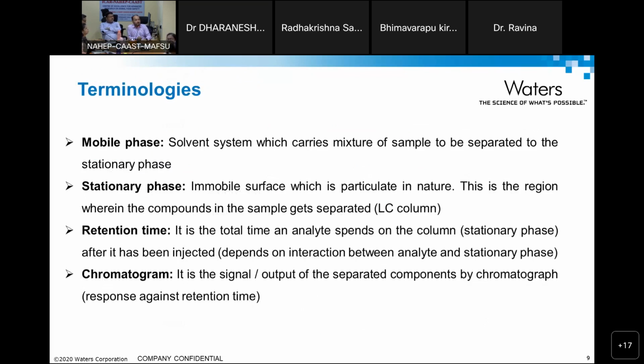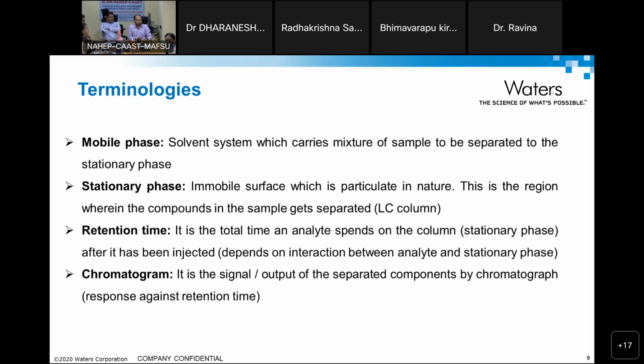These are some of the basic terminologies often used in chromatography or high performance liquid chromatography. The first is the mobile phase. It is a solvent system which carries the mixture of samples to be separated to the stationary phase. What is the stationary phase? As the name suggests, it is something which is stationary, that is not moving. It is an immobilized surface which is particulate in nature, and this is the region wherein the compounds in the samples get separated. It is often called the liquid chromatography column.